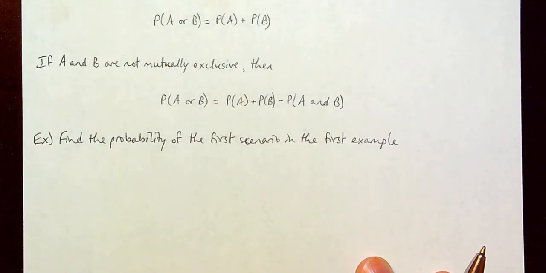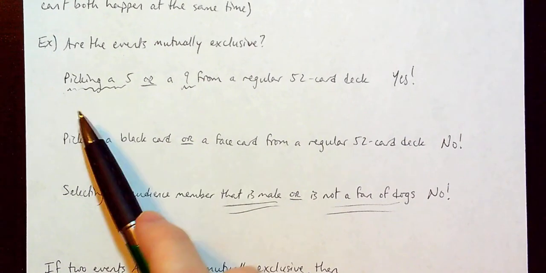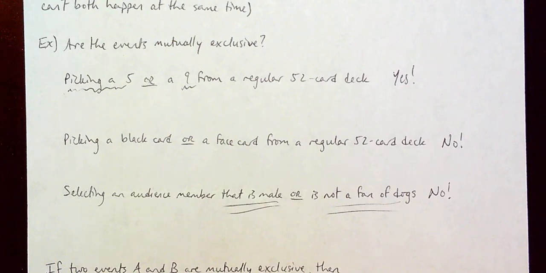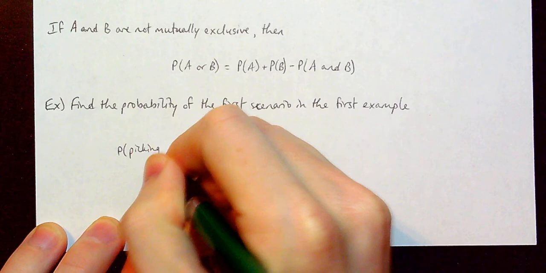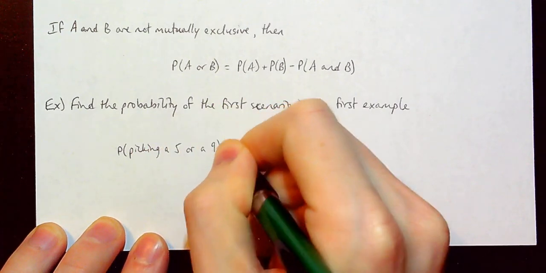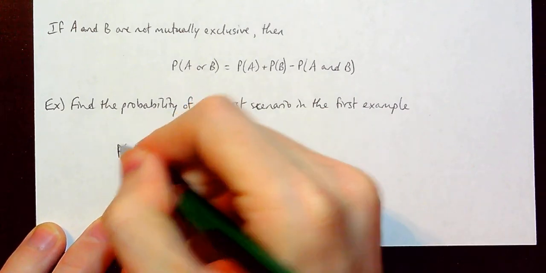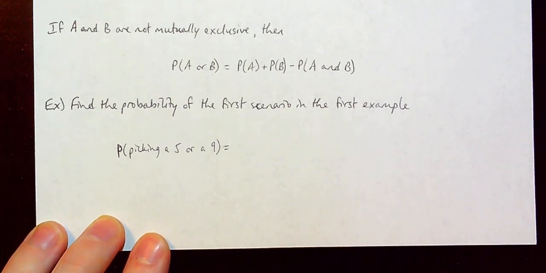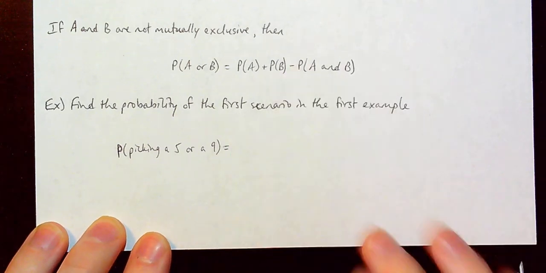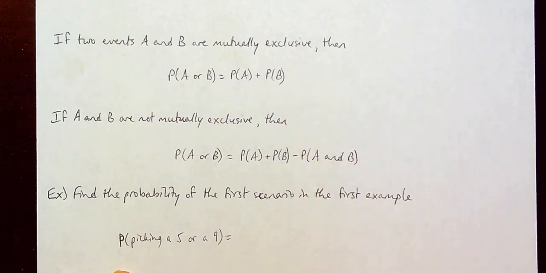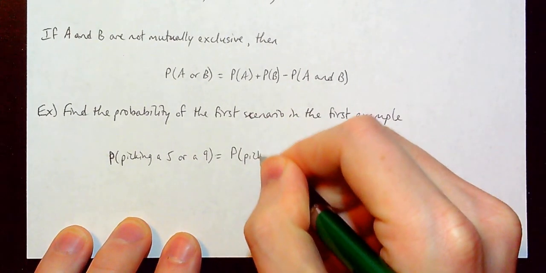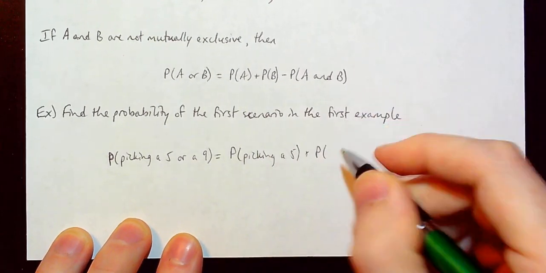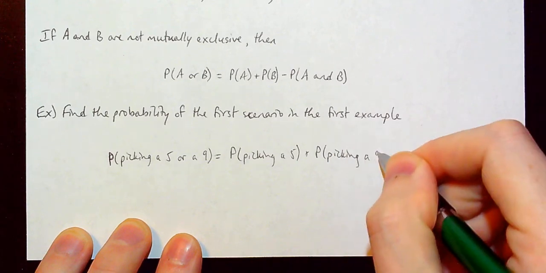So our sample problems here: find the probability of the first scenario in the first example. Namely, we're going to find the probability of picking a 5 or picking a 9 from a regular 52 card deck. Well, we said that these were mutually exclusive events. So by our formula for mutually exclusive events, the probability of picking a 5 or a 9 is the probability of picking a 5 plus the probability of picking a 9.